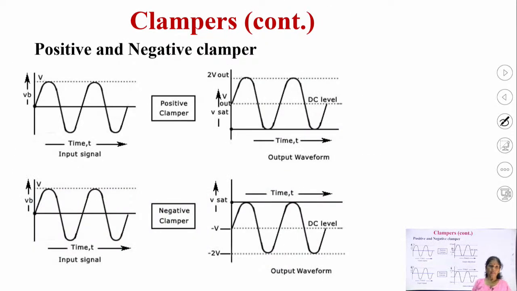Clamper circuits are divided into two categories, the positive clamper and the negative clamper. Here you can see in case 1, the DC level has been shifted downward, whereas the peak of the signal has been shifted upward. That is why it is called the positive clamper. Whereas in the case of the negative clamper, you can see that the signal peak has been shifted downward, and that is the reason it is termed the negative clamper.